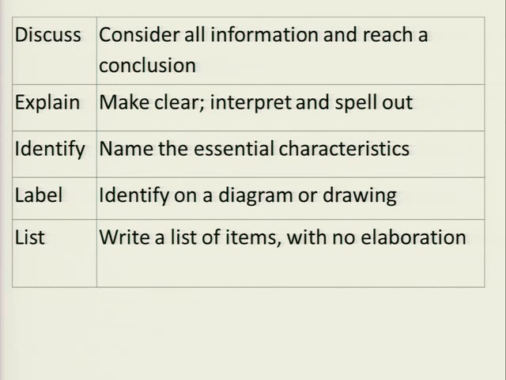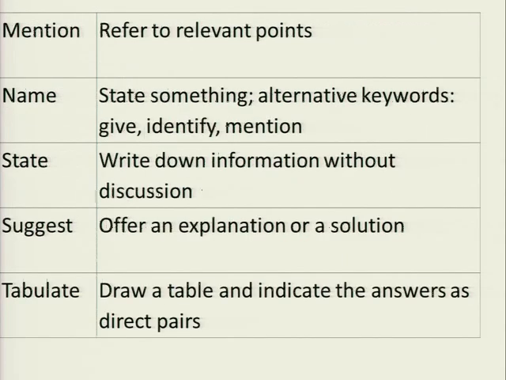Then lastly, we have list. You write a list of items with no elaboration. In other words, you just mention them without giving an elaboration, without explaining them. Then mention. When the statement says, maybe, mention so and so points based on evidence of evolution, you refer to the relevant points, like those 5 aspects of evidence of evolution. Then you mention them and you also explain.